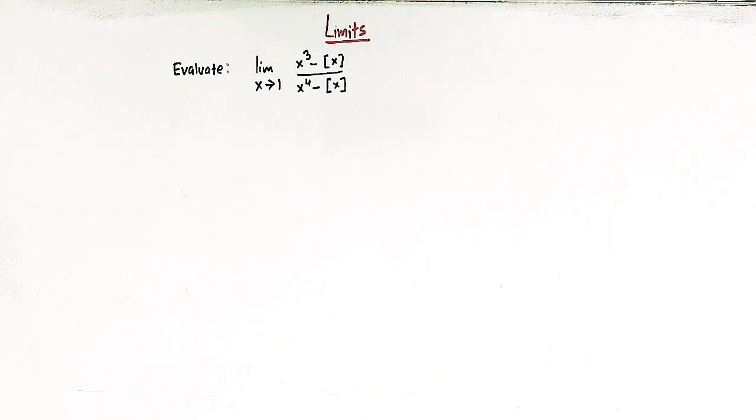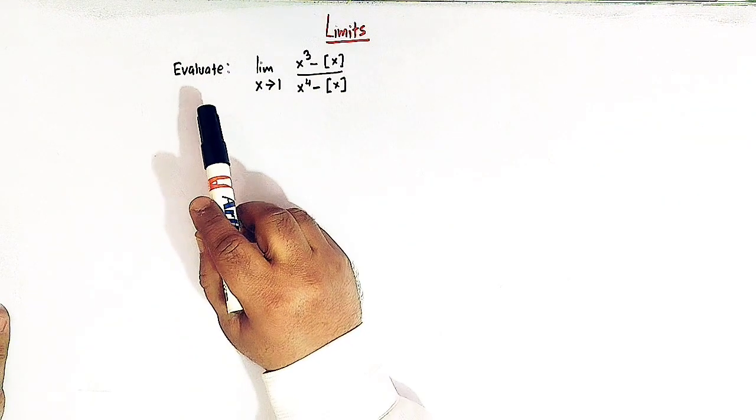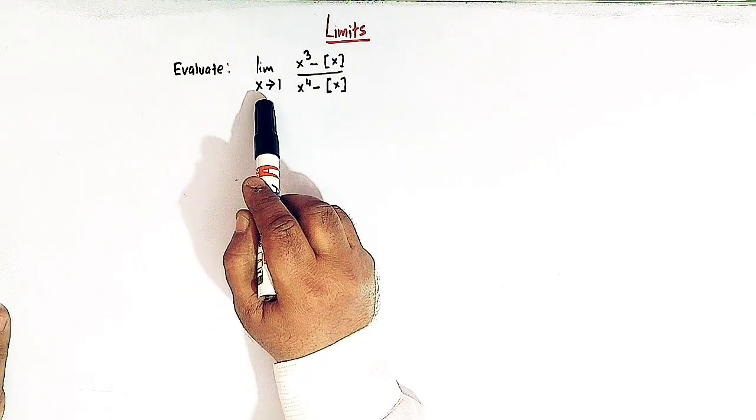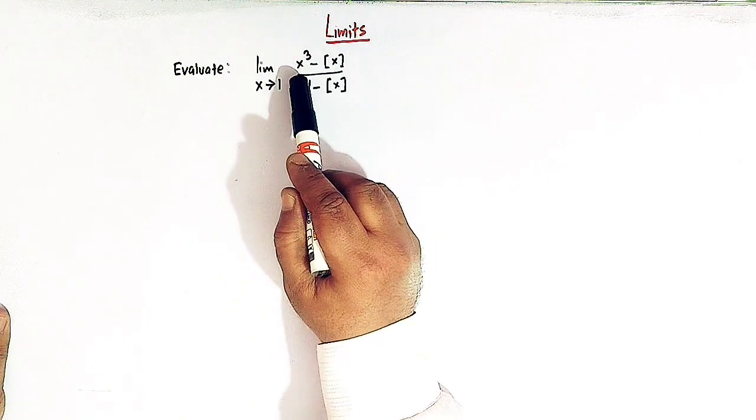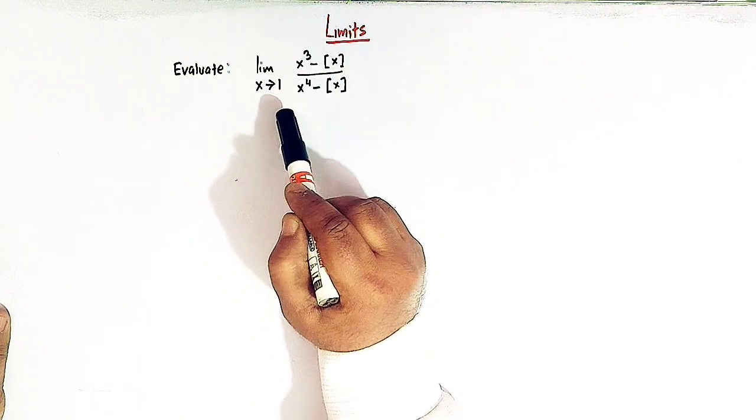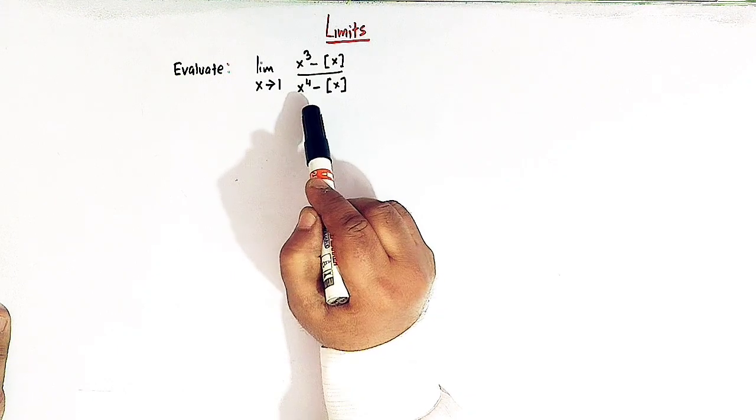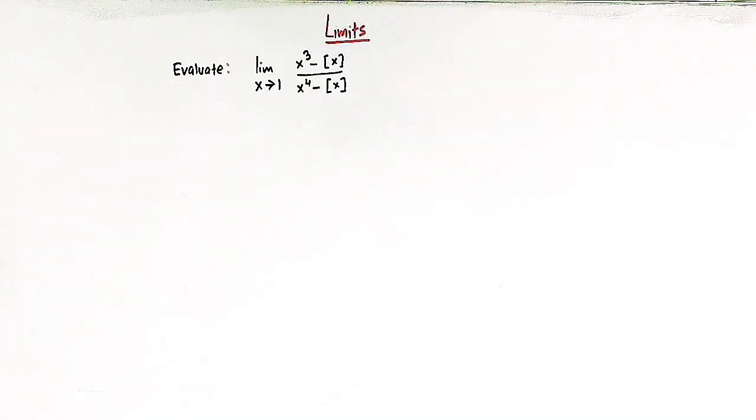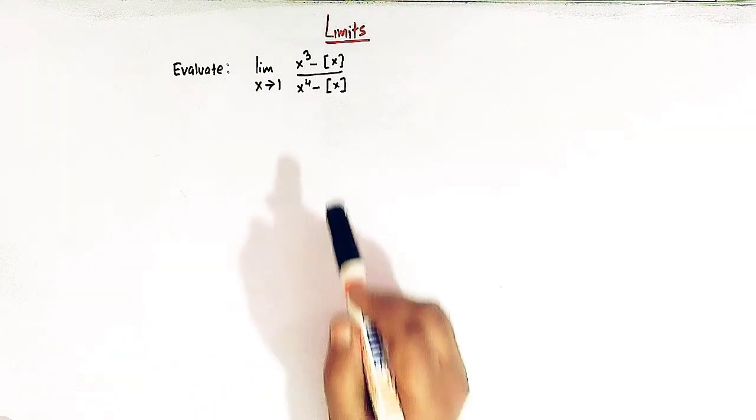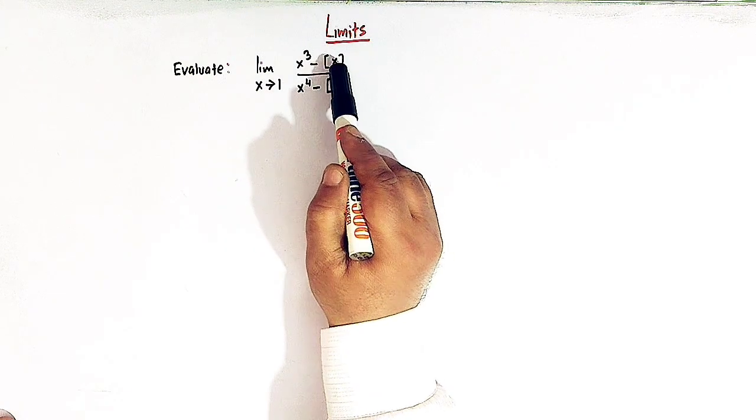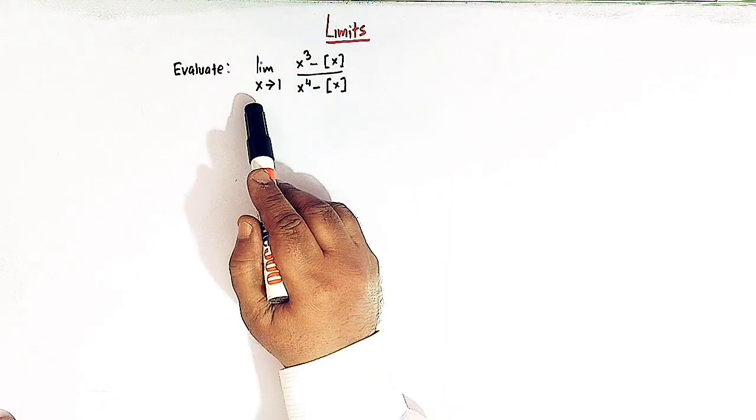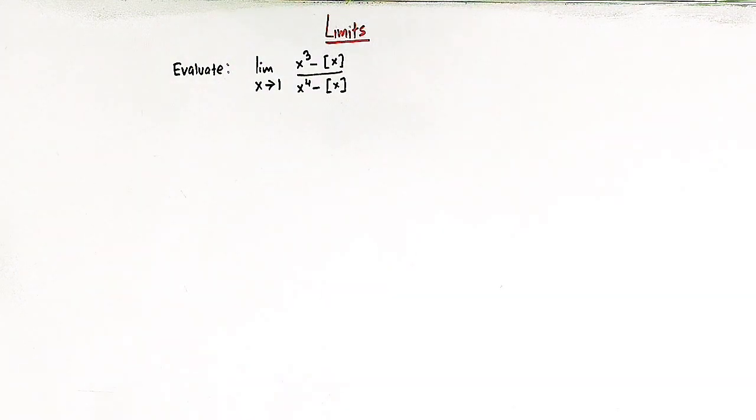Hello viewers, in today's session we are going to discuss a very important and conceptual problem from limits. Here we have to evaluate this limit, that is limit x tends to 1 of the function (x cube minus greatest integer of x) divided by (x raised to 4 minus greatest integer of x). So here we'll see whether the limit of this function involving the greatest integer function when x tends to 1 exists or not.